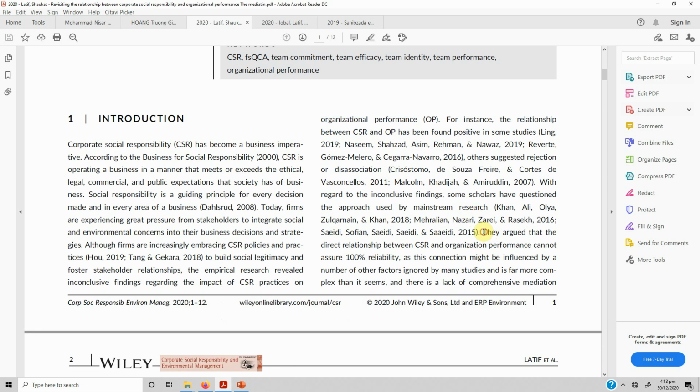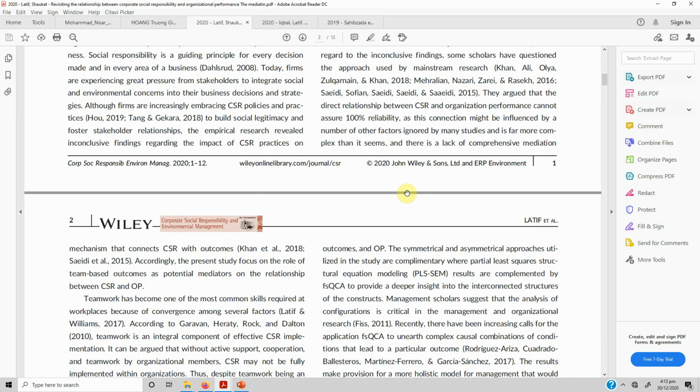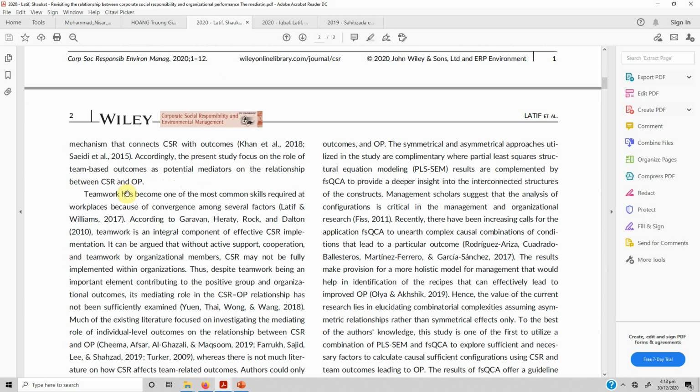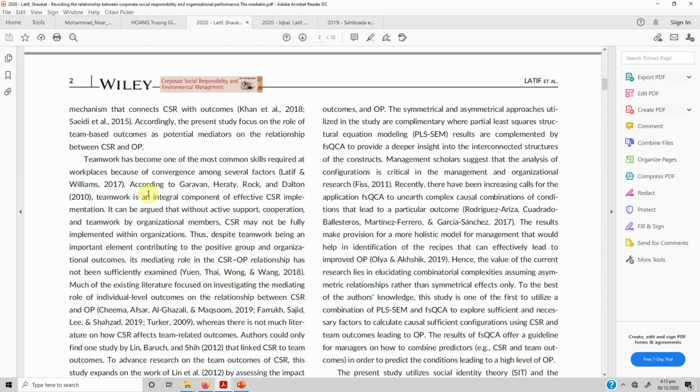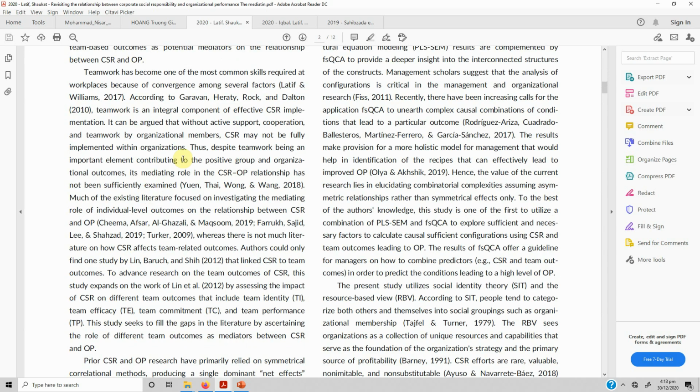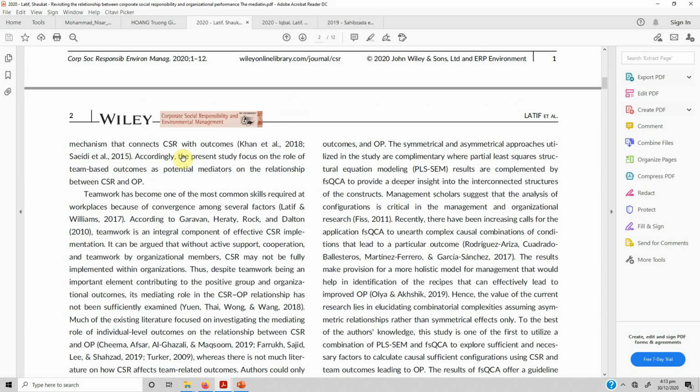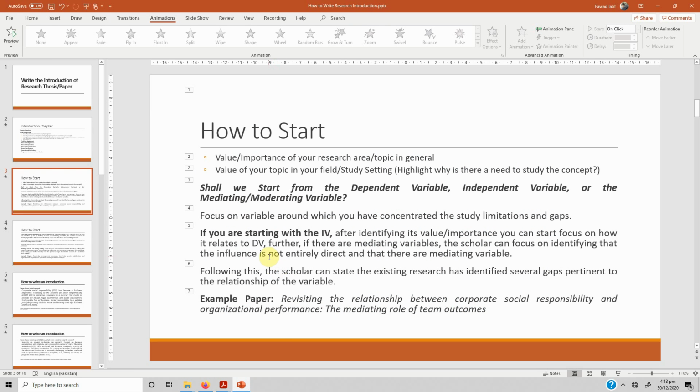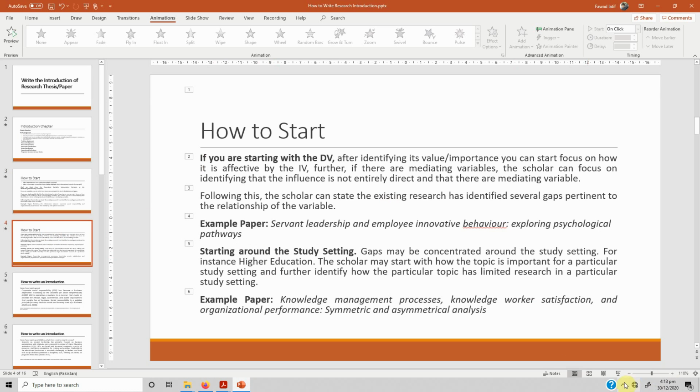Now, our mediating variable. These authors or scholars have argued that the direct relationship between CSR and organizational performance cannot assure 100% reliability. And this means that there should be a mediating mechanism involved. Then we further propose, okay, these are our mediators, and why studying these mediators is important. What are the gaps prevalent in relation to these mediators? Then you start writing about your gaps. So if you start writing with your IV, this is how you can do it.